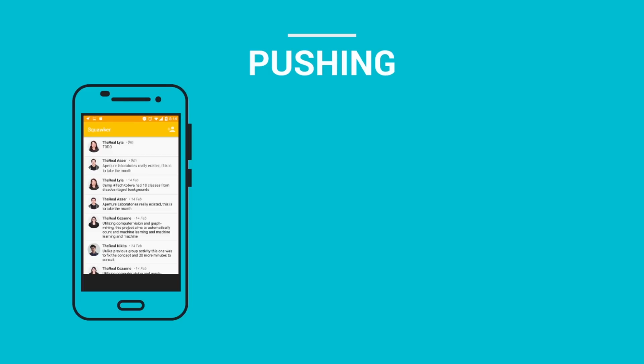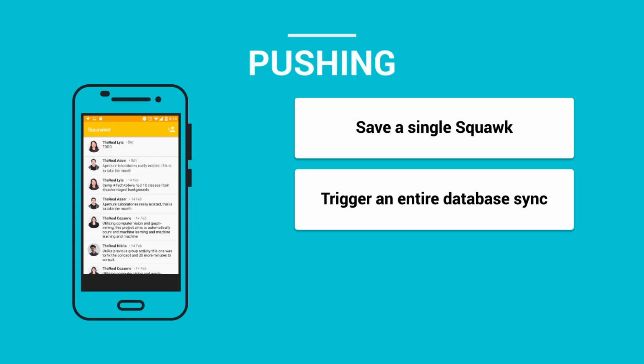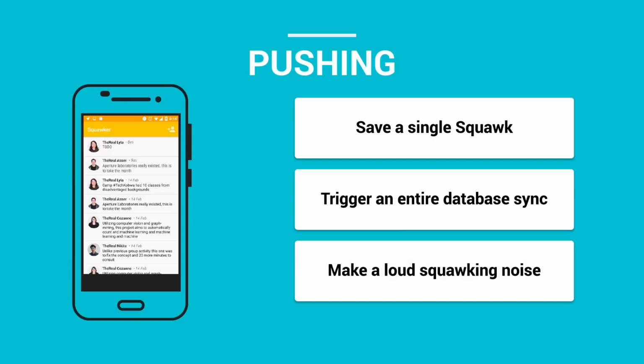For example, with Squawker, when the server sends a message that the server has a new squawk, it could trigger the code to save a single squawk, re-download all the data from the server, trigger an entire database sync, or have the phone make a loud squawking noise, or really anything else like you'd like. Pushing as an update strategy is always more battery efficient than polling. The cost is that you need to change both the code on the server and the phone.